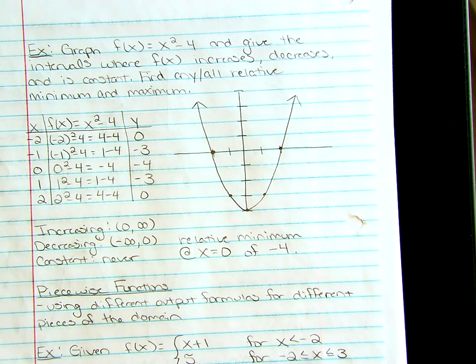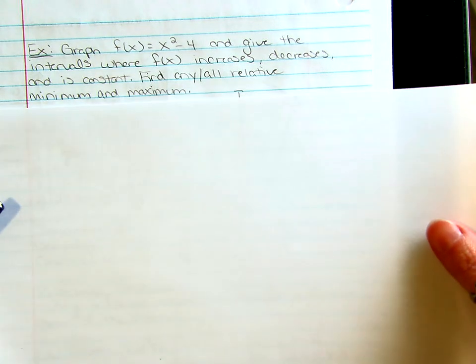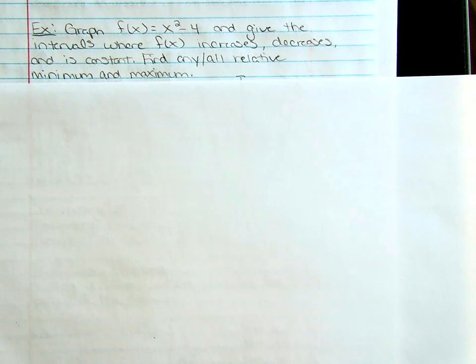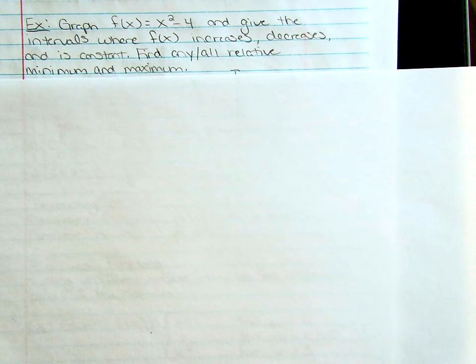So we're going to start graphing stuff. Here's a little make your life easier moment. This is asking you to graph f of x equals x squared minus 4. You're going to give the intervals where it's increasing, decreasing, and constant, and you're going to find any and all relative maximum minimum. Now, if you haven't graphed a function in a long time, you might not recognize what this function is supposed to look like.